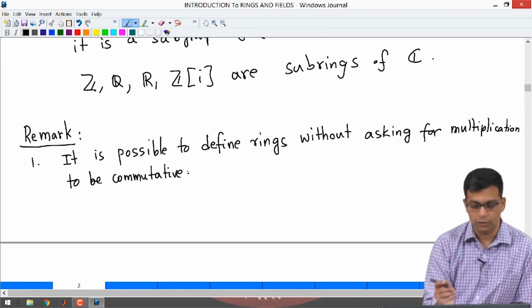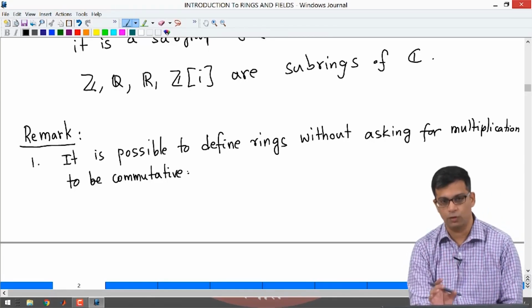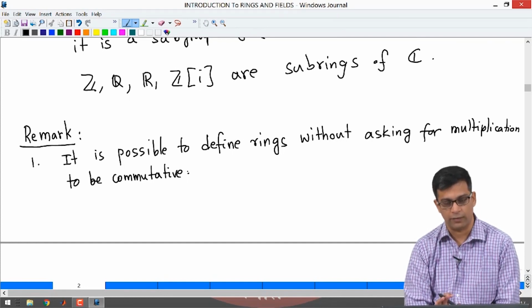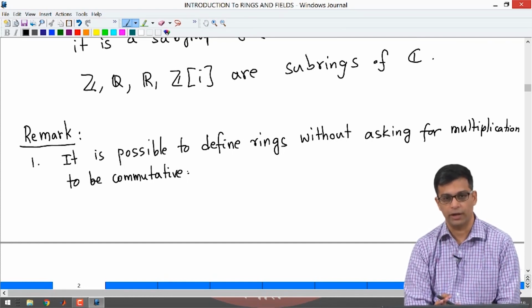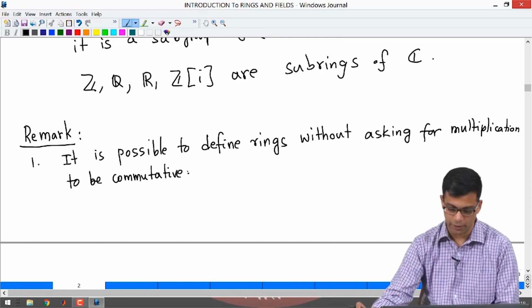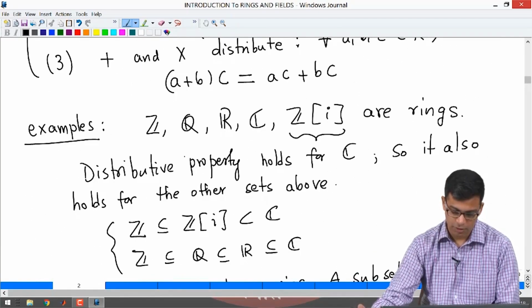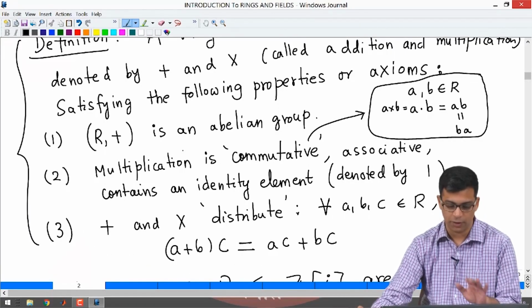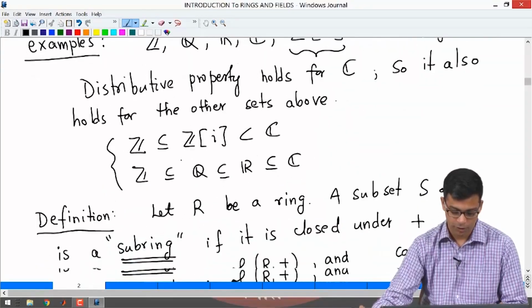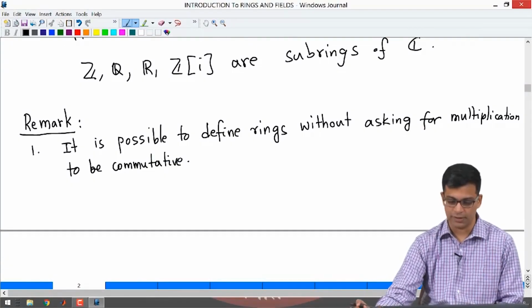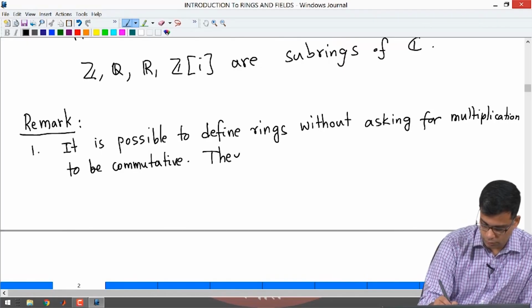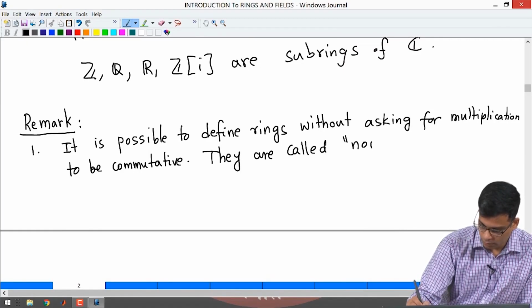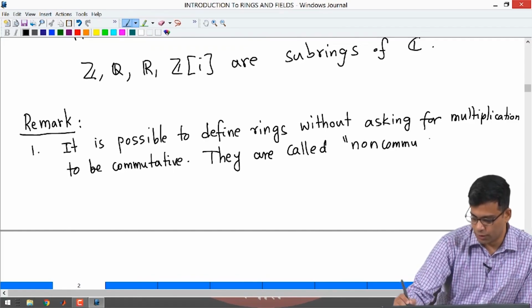Okay. So, in other words, if you just remove that word from the definition, that multiplication need not be commutative, it has to have other properties. It is associative, it has one, it is closed, and what are the other properties? Yeah, so it is associative, it contains identity element. If you just ask that, it is possible to study rings like that. They are called non-commutative rings, okay, because you do not ask for commutativity.